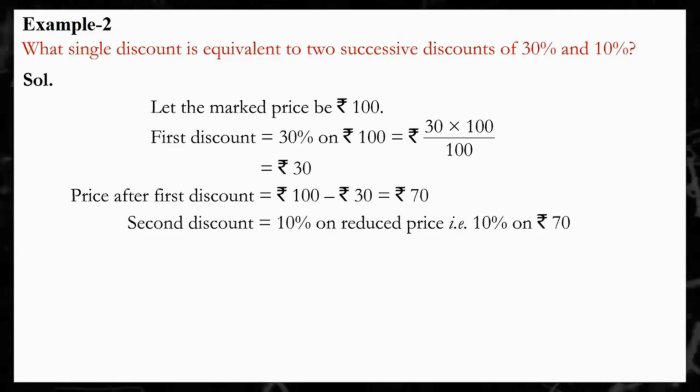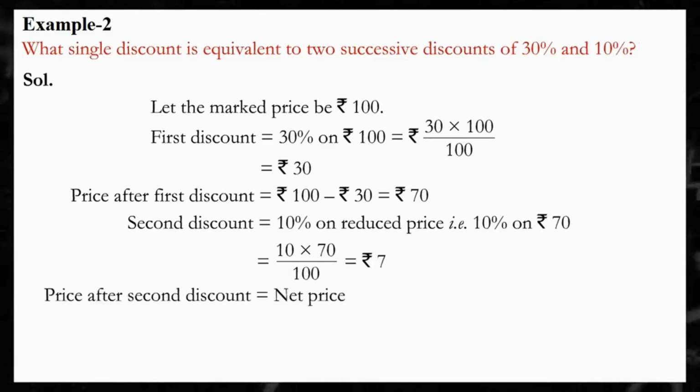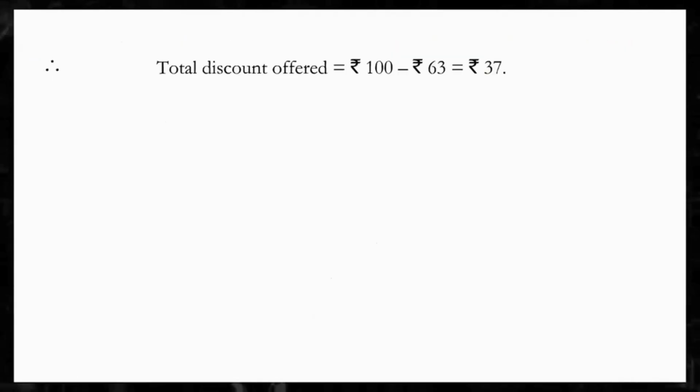Second discount is equal to 10% on reduced price. That is, 10% on rupees 70 is equal to 10 into 70 upon 100. This is equal to rupees 7. Price after second discount is equal to net price is equal to rupees 70 minus 7 is equal to rupees 63. Therefore, total discount offered is equal to rupees 100 minus rupees 63 is equal to rupees 37.